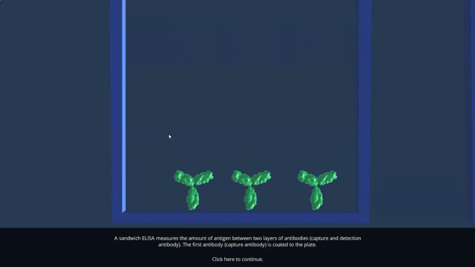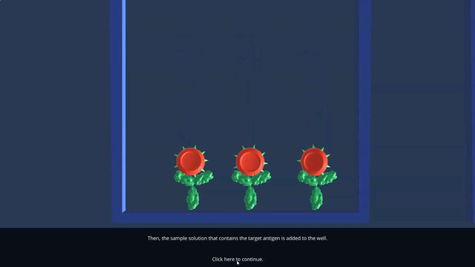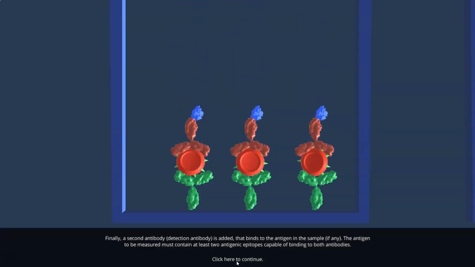A sandwich ELISA measures the amount of antigen between two layers of antibodies. The first antibody is coated to the plate. Then, the sample solution that contains the target antigen is added to the well. Finally, a second antibody is added, that binds to the antigen in the sample.